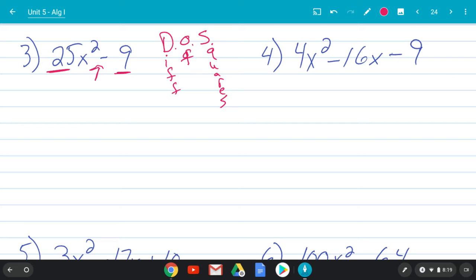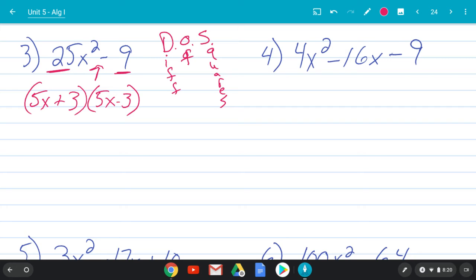What's the square root of 25? 5. Plus, what's the square root of 9? 5x plus 3, 5x minus 3. That's like cheating. I mean, it's so easy, it's cheating. Yes? Oh, I forgot about that. You want to remember that one.